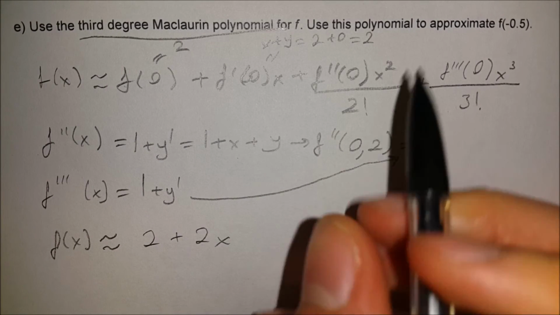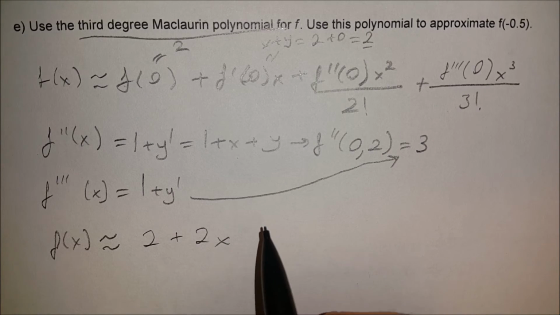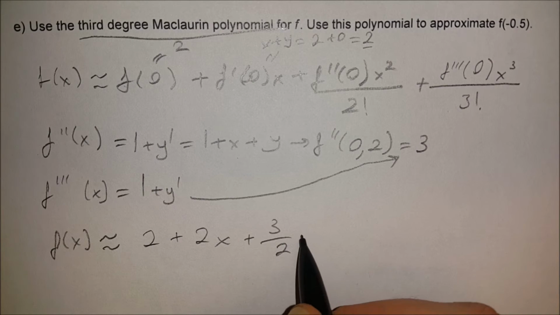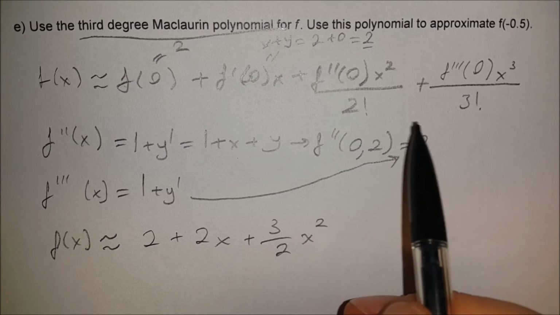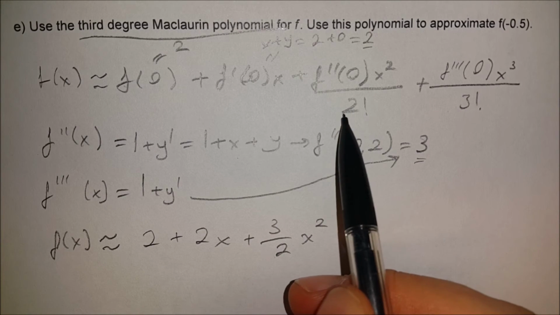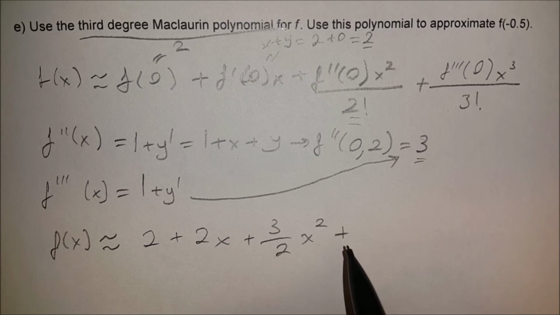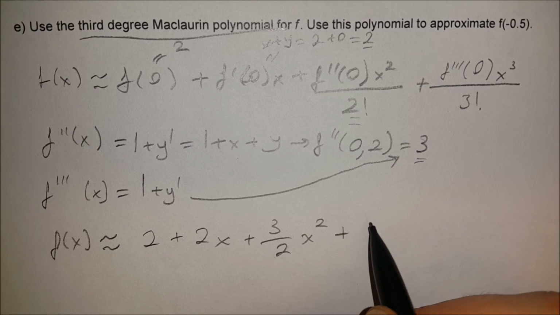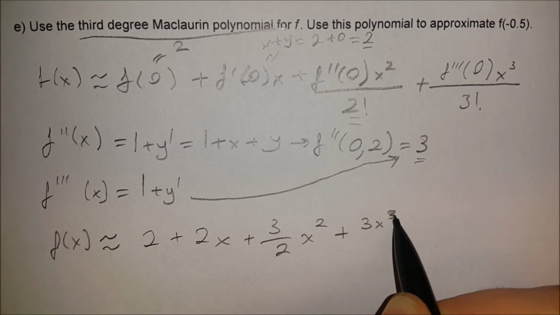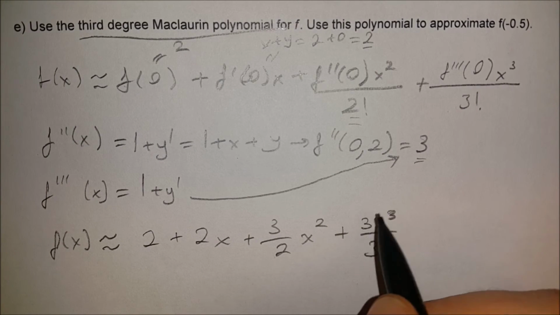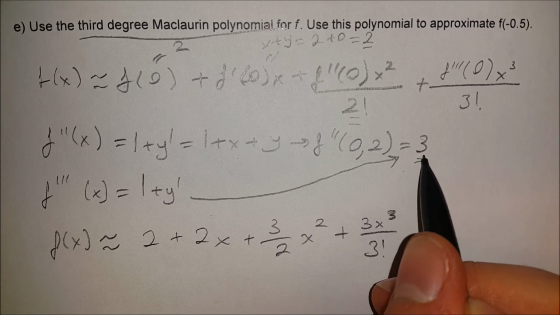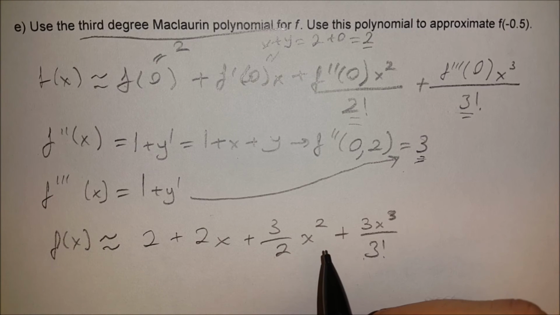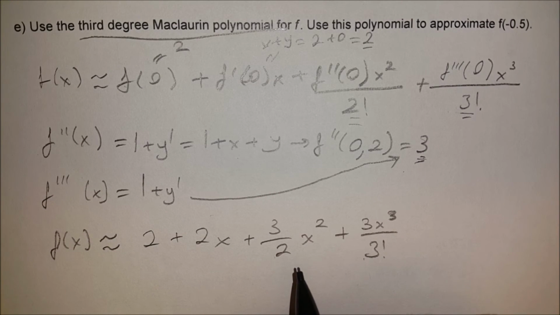So we get 2 plus 2x plus 3 over 2 x squared, and then a plus 3 over 6, which is equal to 1 over 3, x cubed. You don't need to simplify it, you can just write it down like this. This is the method of Maclaurin polynomial series in order to approximate a value of f(x).